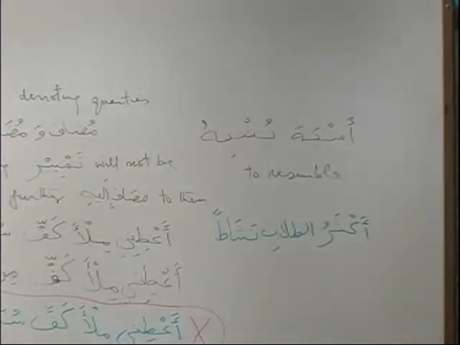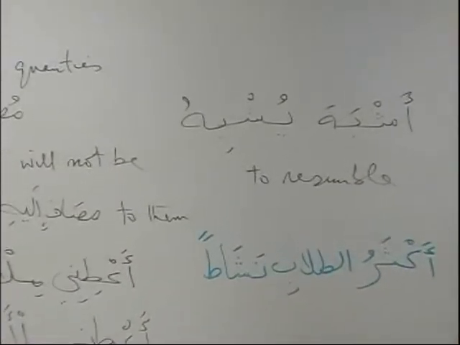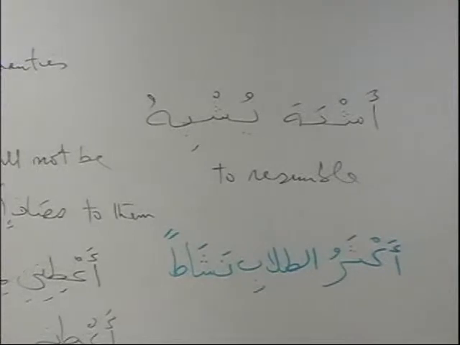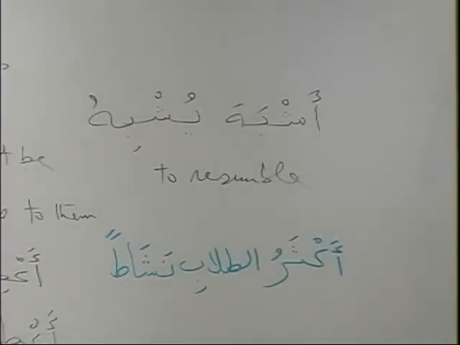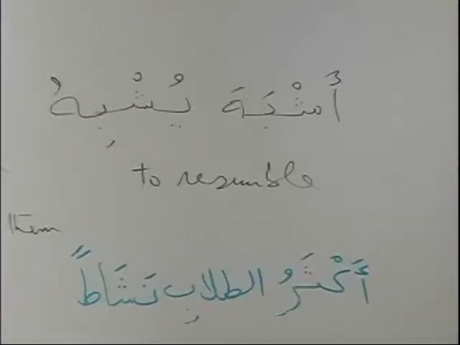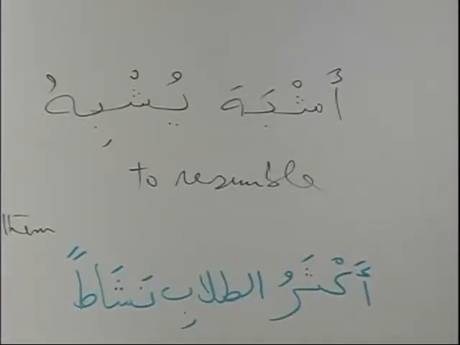What is the meaning of this, brothers and sisters? Hamid is the most active student. Nashat means activity. Most active student. Are you with me, brothers and sisters? So, Sister Gulshan, what kind of tamiz is this? It will be tamiz nisbat, because you are talking about, again, a superlative degree. Okay?